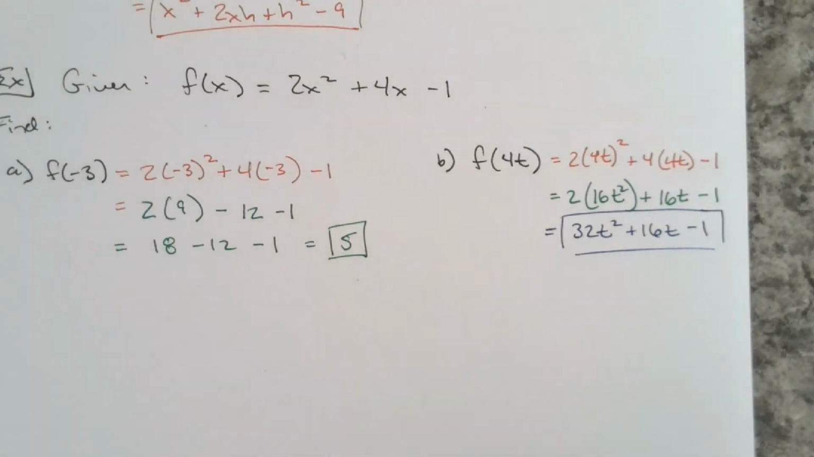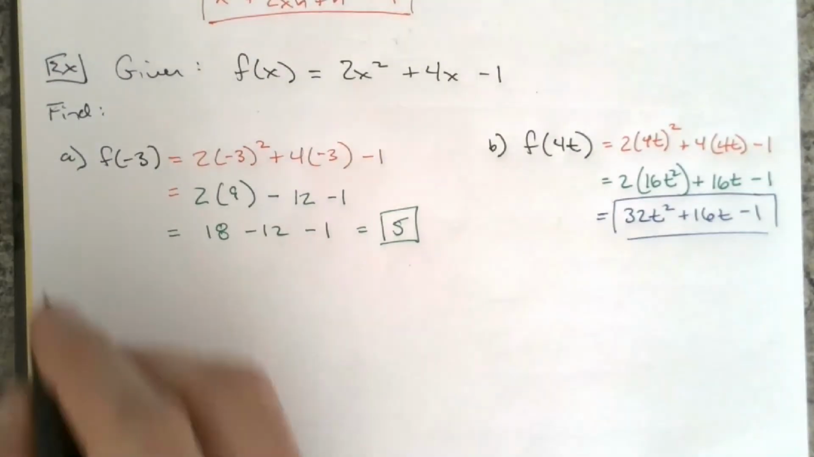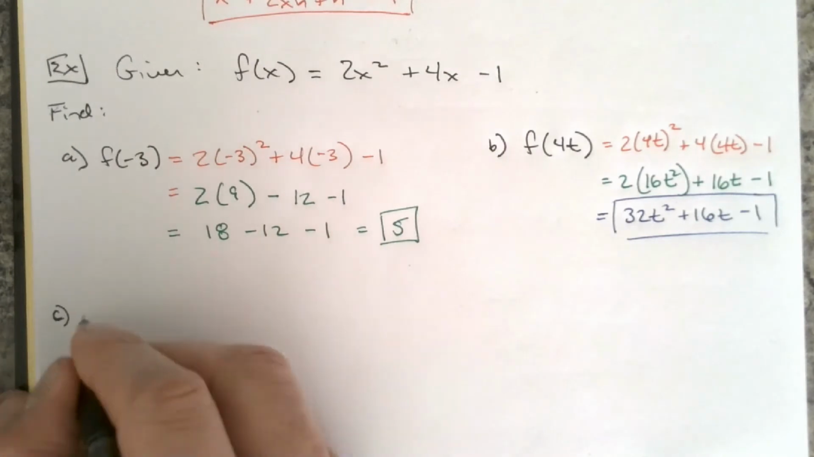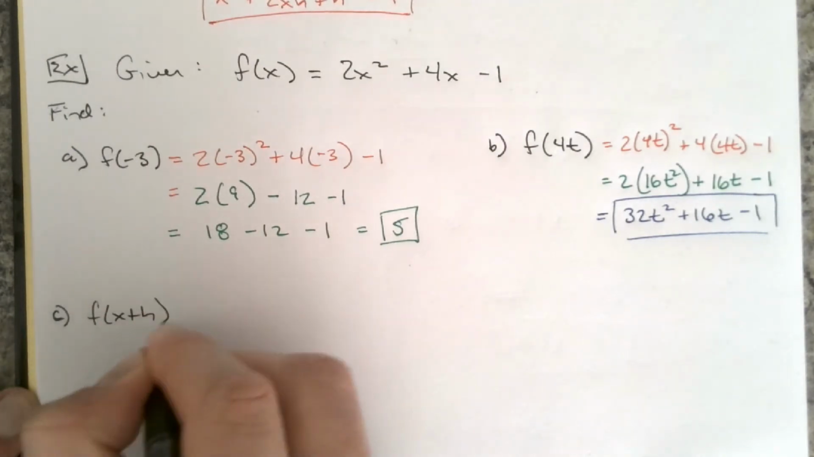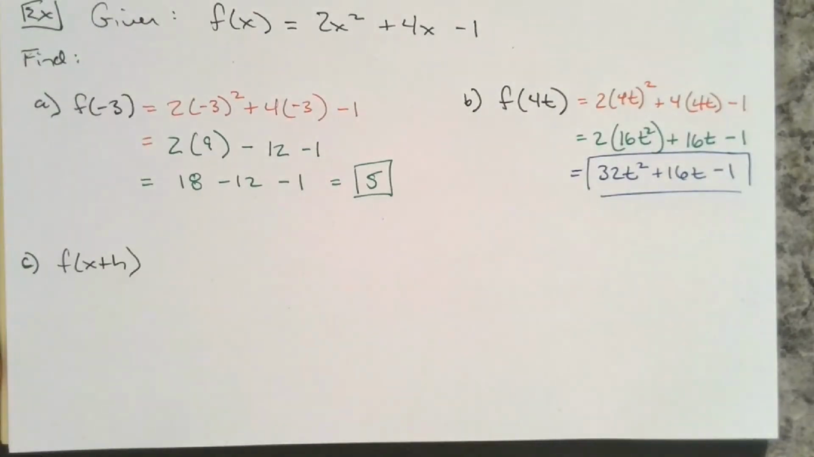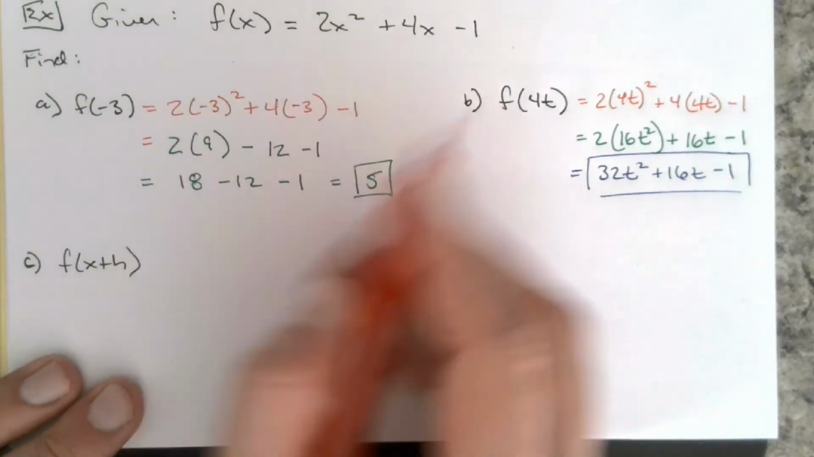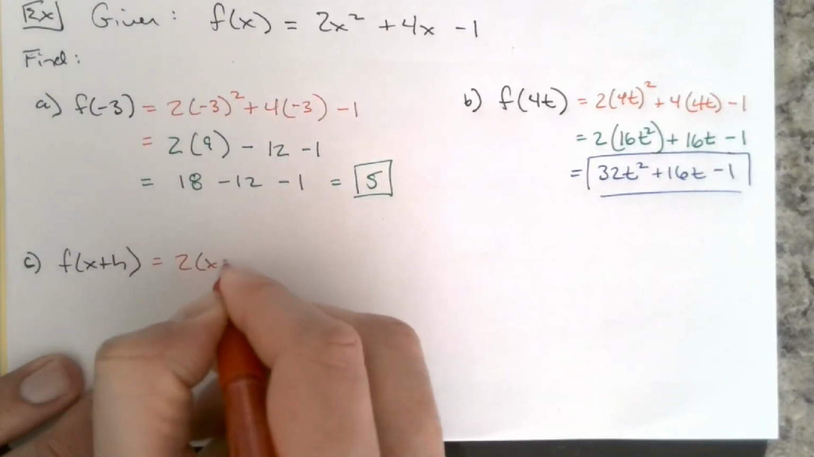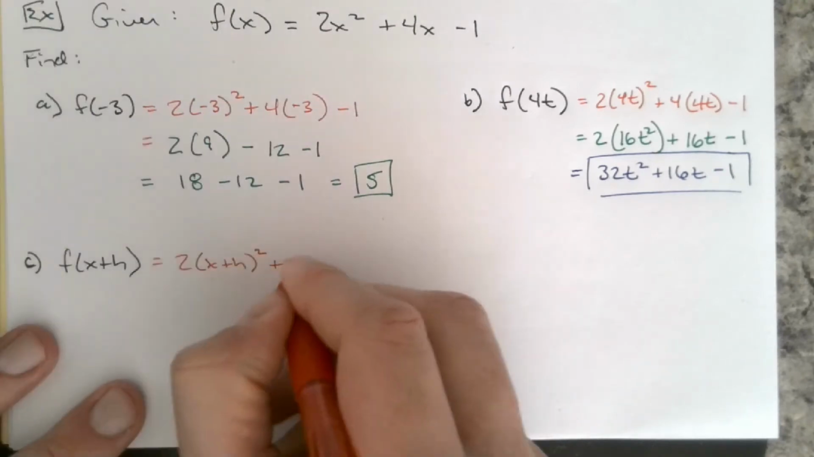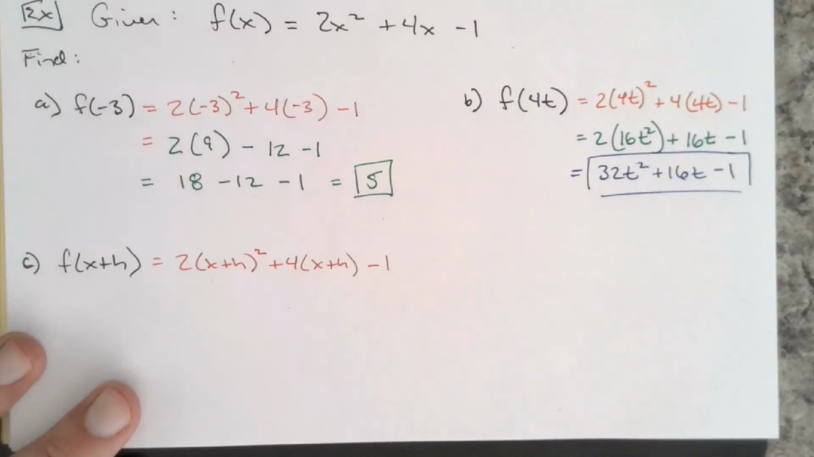And we'll look at one more example for this function. If I had f of x plus h, remember what that means. It means you're substituting in x plus h everywhere you saw an x in f of x. This is equal to 2 times x plus h quantity squared plus 4 times x plus h minus 1.